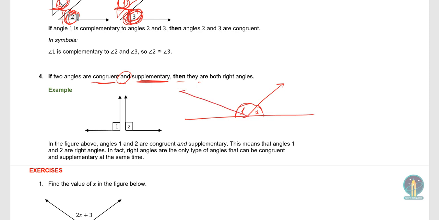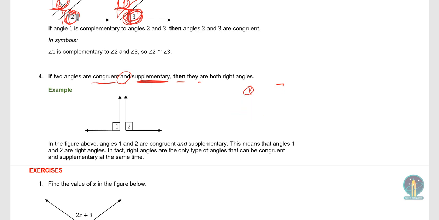Let's look at this combination of angles, for example. Let's call this angle 1, and let's call this angle 2, right? These are also supplementary, but they're not congruent because they are not equal. Angle 1 here is obtuse, but it's on the other side, doesn't matter, but it's not equal to angle 2. They are not congruent, but they are supplementary.